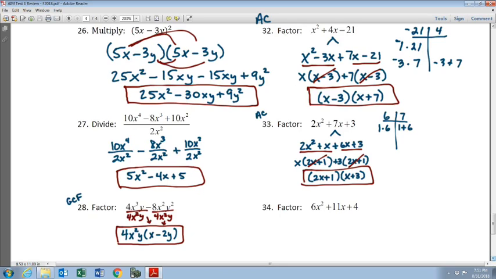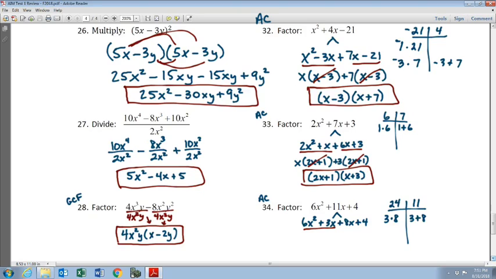Alright, last one on this page. Notice AC here is going to be 24. We are going to use the AC method again. And our b term is 11. And you can verify the numbers that work are 3 and 8. So let's go ahead and split our b term. And let's factor by grouping.